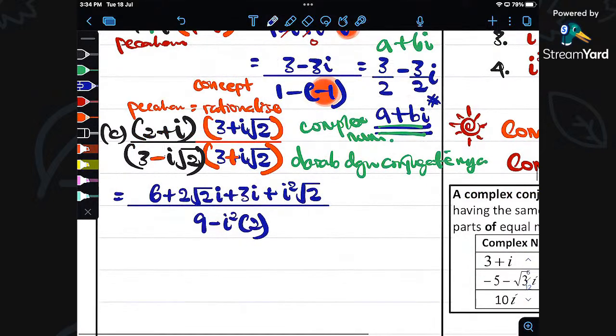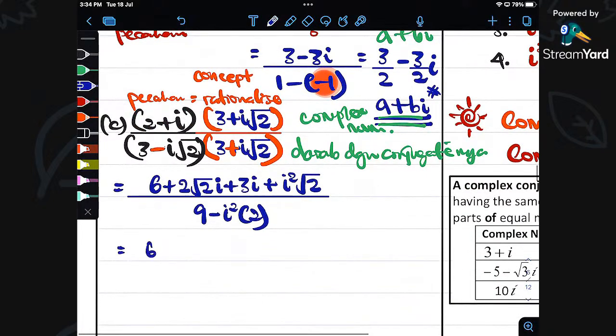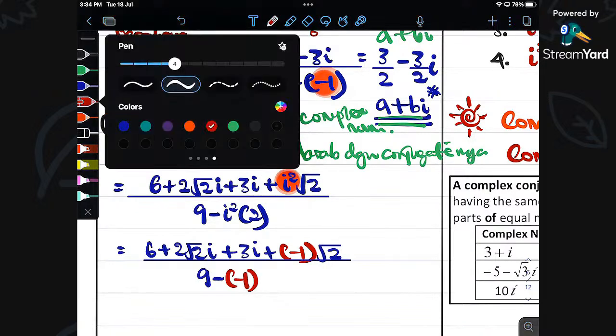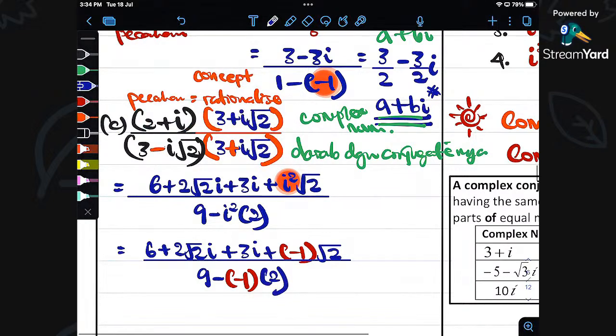So it has become, let me simplify it. So 6 plus 2 square root 2i plus 3i. So jangan lupa kita ada apa ni, i squared. So our i squared here has become what? Negative 1 ya, jangan lupa. Tukarkan, transform your i squared becoming negative 1. And then here goes 9 minus i squared. Oops, i squared bertukar menjadi negative 1 lagi. Tapi jangan lupa darabkan dengan nombor 2.